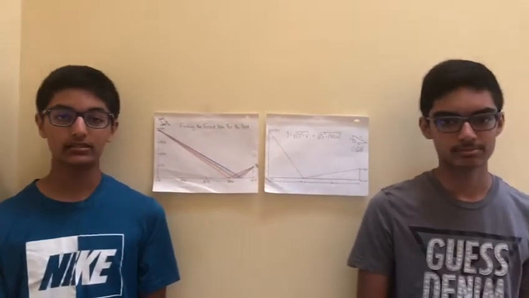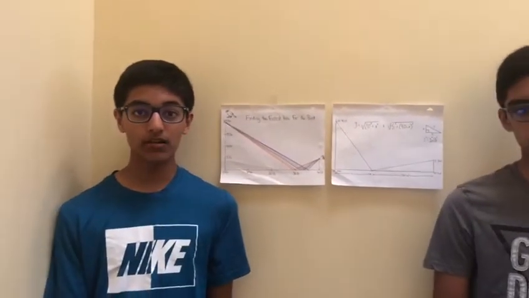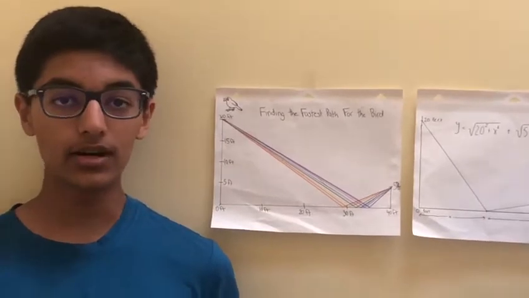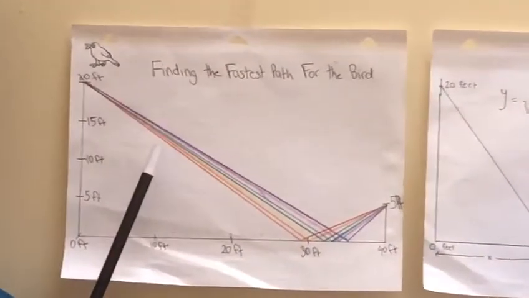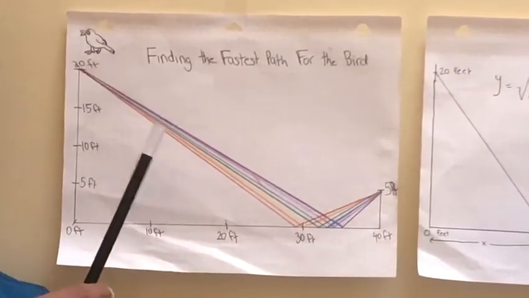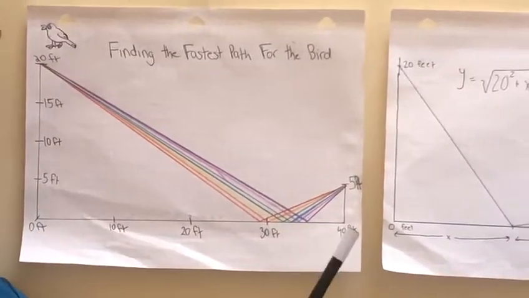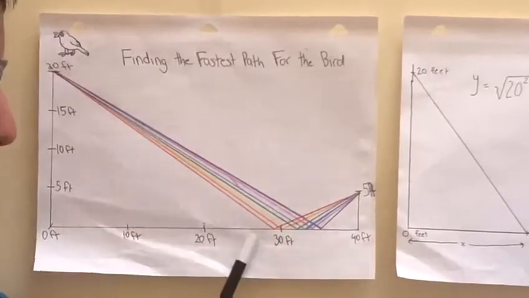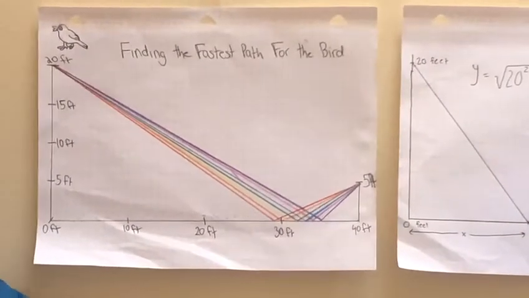We're 8th graders. We are working on a problem which involves getting a hungry bird to its food the fastest. The bird is sitting on a 20-foot tall tree. There is a 40-foot long ground, and on top of that, there's a 5-foot tall fence. The bird wants to get the food and then go sit on the fence.